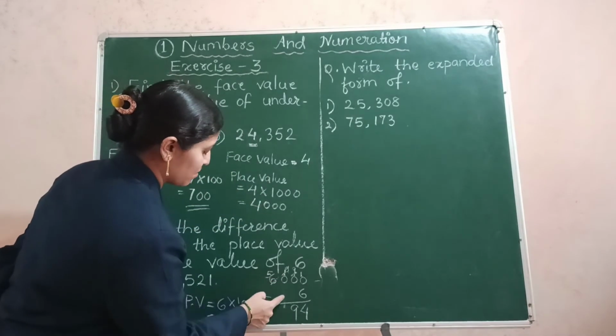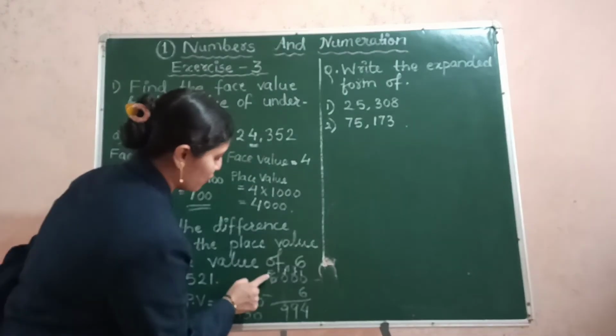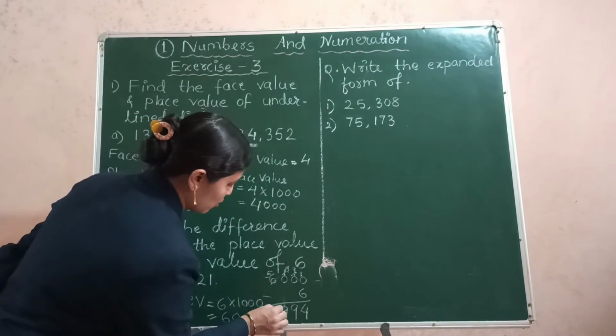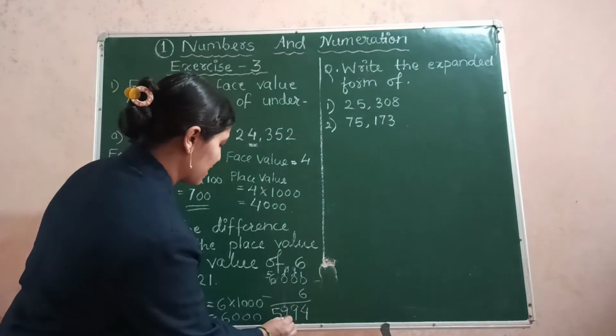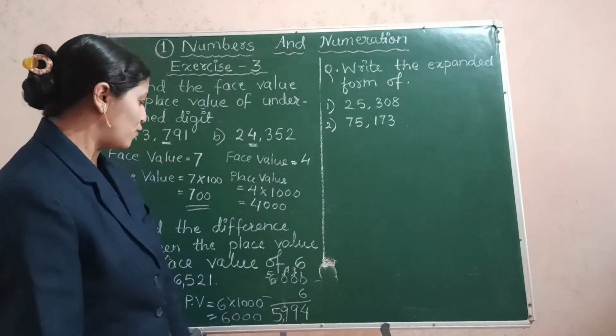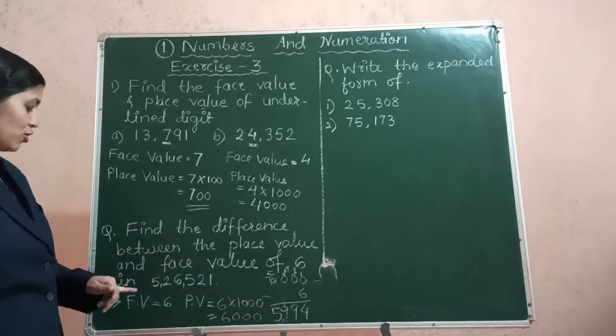From this 9, something is to be subtracted? No. So 9 here again. Here we have 5, no digit in the lower side. So as it is, I will take 9. So the answer is 5994. So what is the difference between the place value and face value of 6?